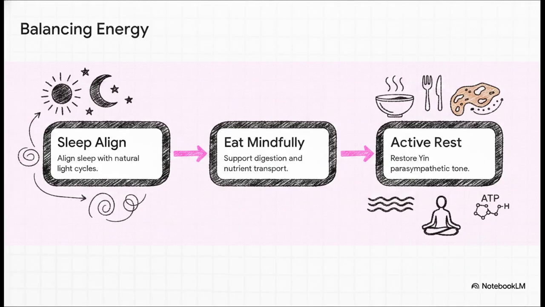Step 2. Eat mindfully to support your spleen's earth element. This ensures efficient digestion and optimal glucose transport to your cells. Step 3. Practice active rest. You literally have to manually pull yourself out of sympathetic overdrive to restore your yin, your parasympathetic tone. By committing to these 3 daily habits, you are consciously optimizing your healthy qi flow and your ATP production.